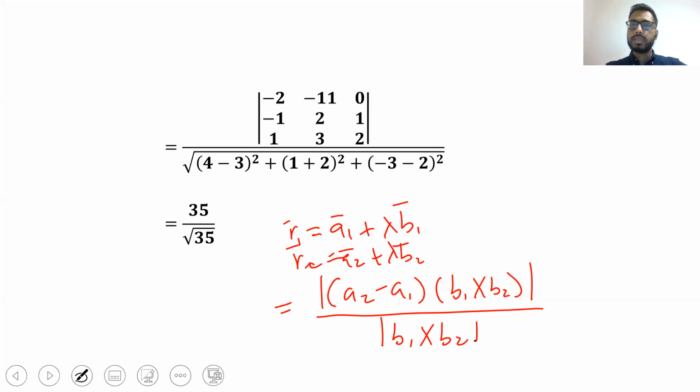So you can use two formulas. You can either use this formula, or if the equation of lines is given in vector format, R1 equal to A1 plus lambda B, then you can use this formula. The formula for this one is A2 minus A1 dot B1 cross B2 upon the magnitude of B1 cross B2. Okay, let's move to the next question.